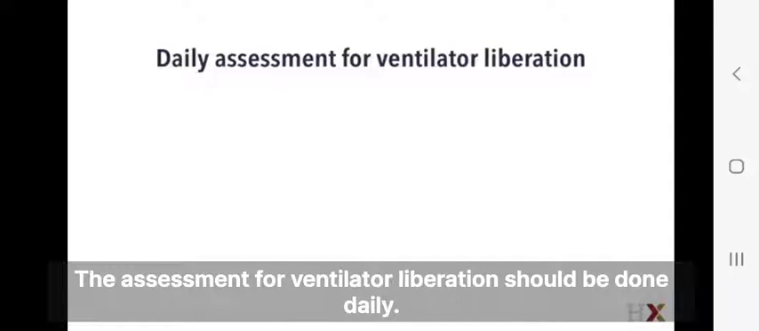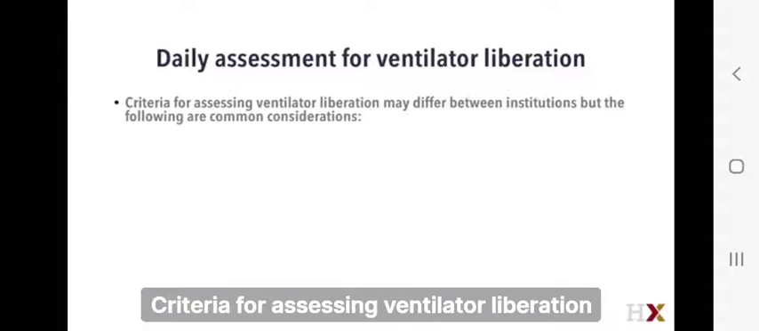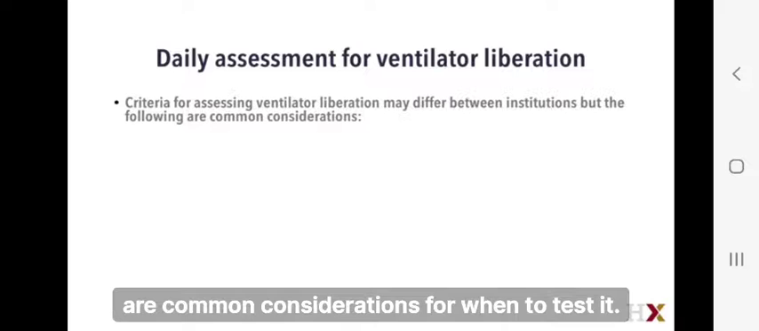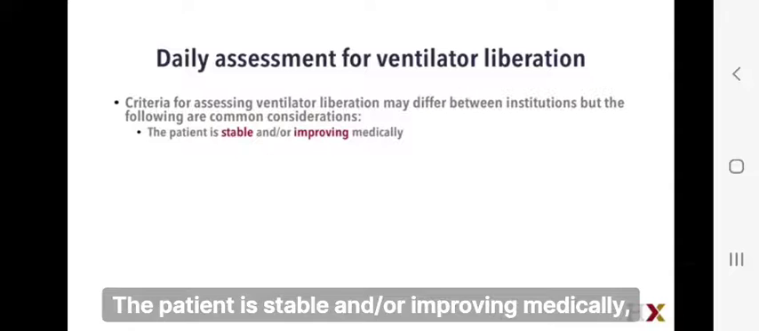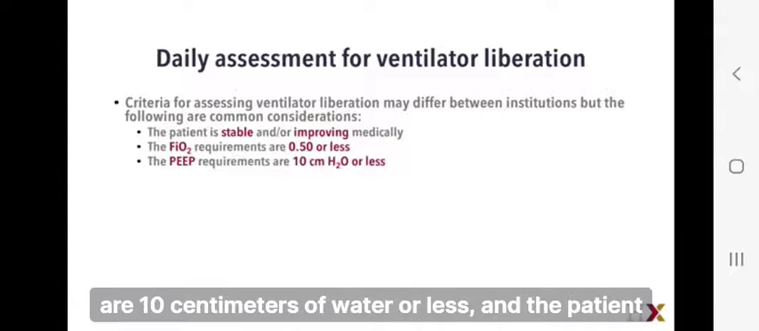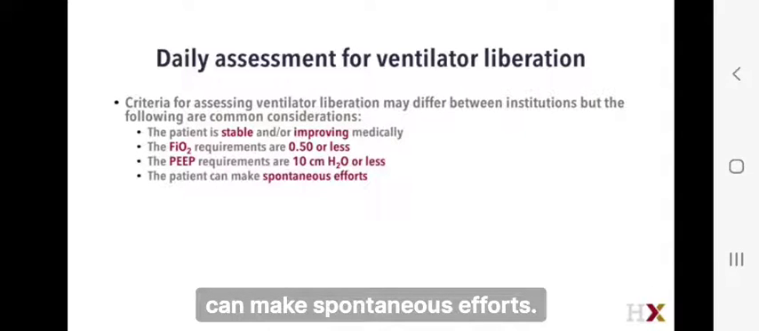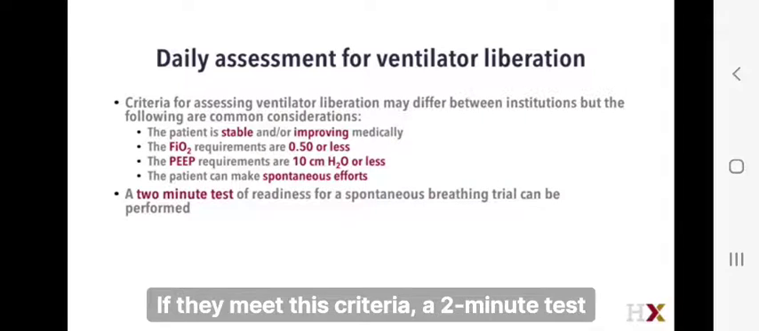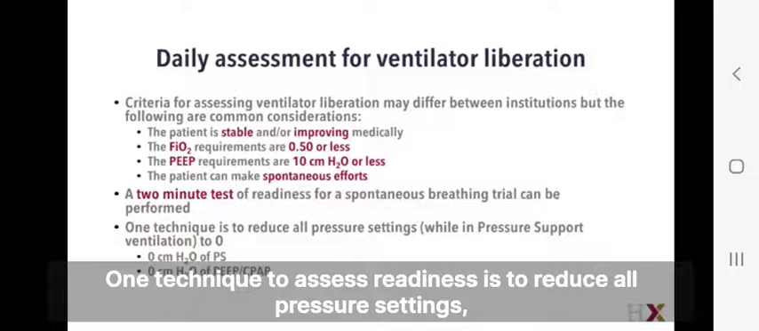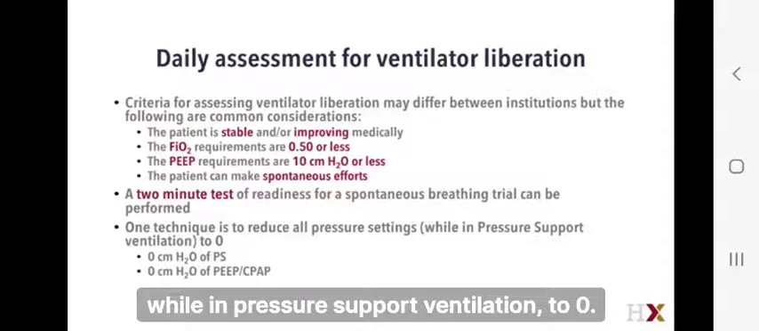The assessment for ventilator liberation should be done daily. Criteria for assessing ventilator liberation may differ between institutions, but the following are common considerations for when to test it. The patient is stable and/or improving medically. The FiO2 requirements are 50% or less. The PEEP requirements are 10 centimeters of water or less, and the patient can make spontaneous efforts. If they meet these criteria, a 2-minute test of readiness for a spontaneous breathing trial can be performed. One technique to assess readiness is to reduce all pressure settings while in pressure support ventilation to 0.